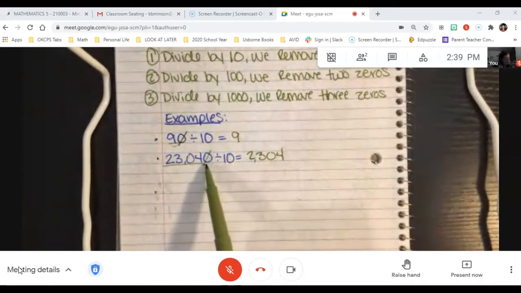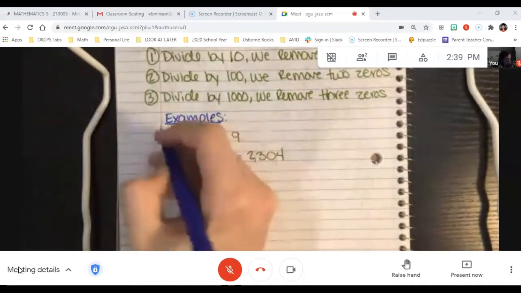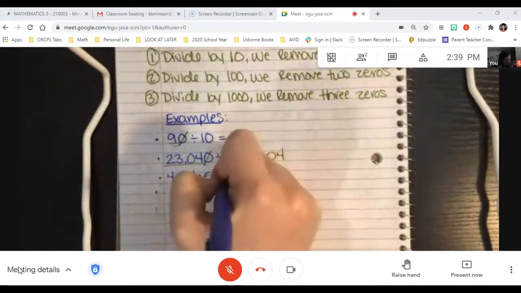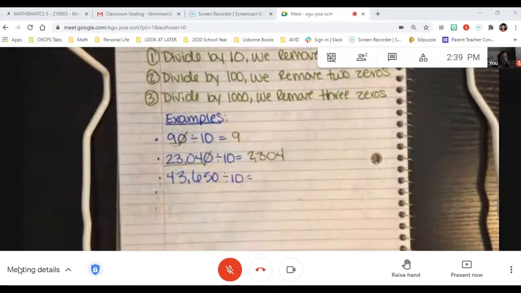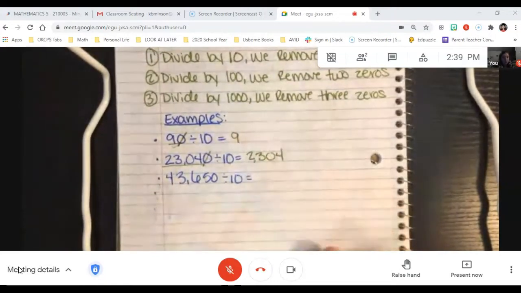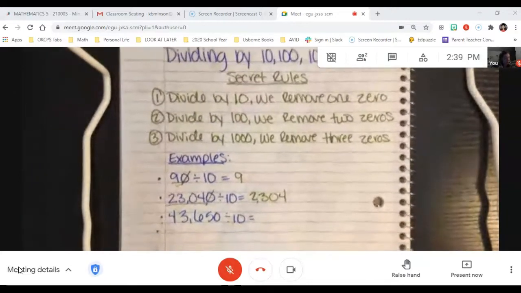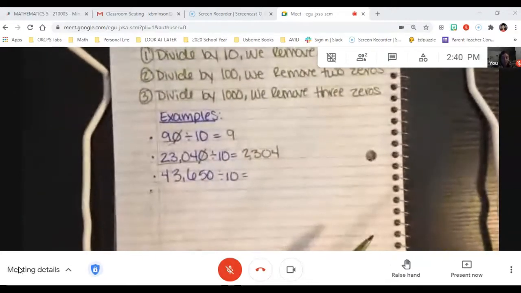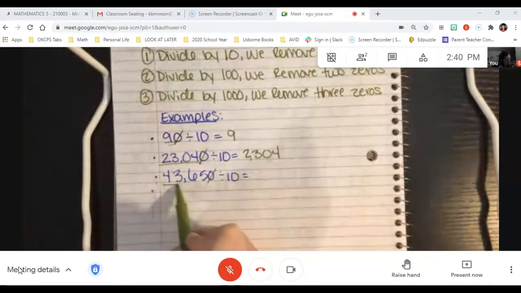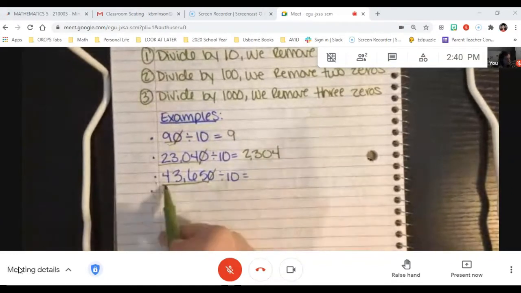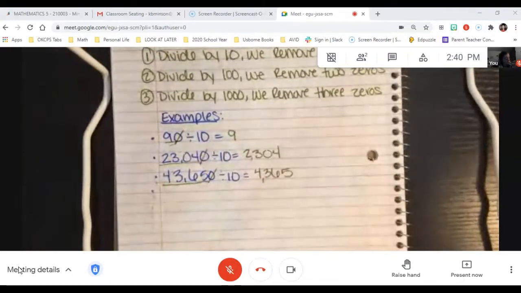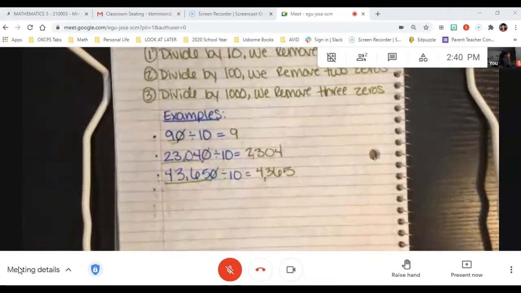Okay, let's do one more. We have 43,650 divided by 10. We look back up at our rule, and our rule is we can remove 1 zero. Again, it's from the end, not the middle. So we look at the end, we can remove one of those zeros, which is the only zero there, and we're left with whatever is left. So 4,365.